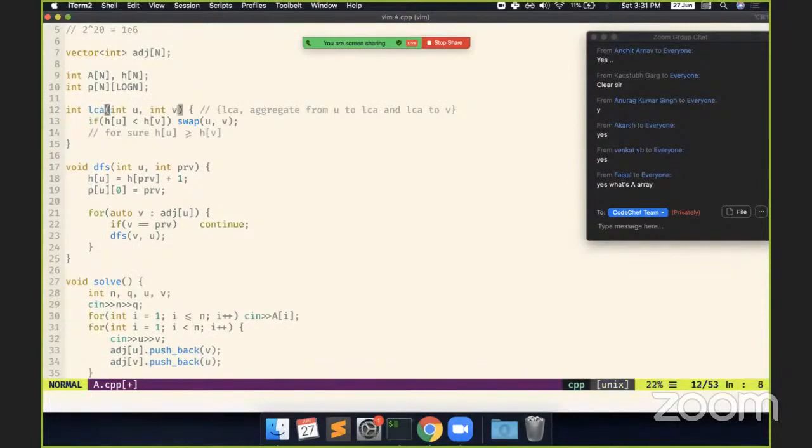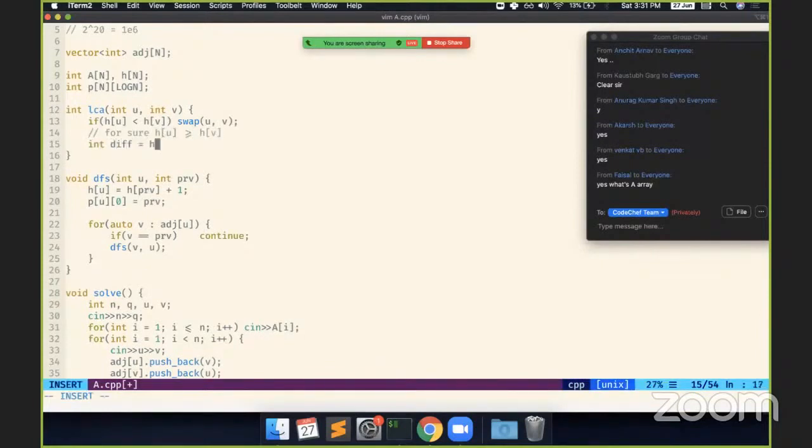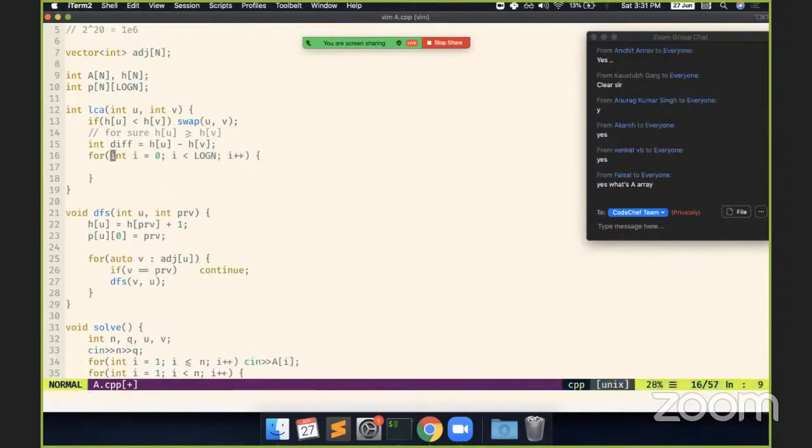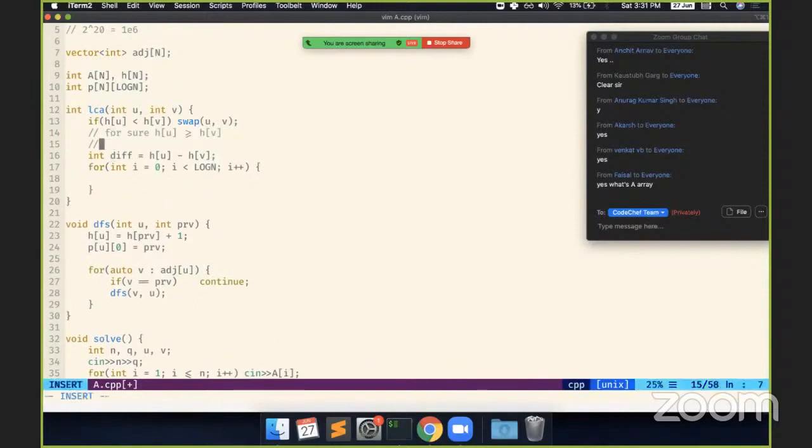Okay. Now you're trying to find the LCA of U and V. So I say, first swap them and make sure that U is the lower guy, the deeper guy. And the difference is basically HU minus HV. Now, what we do is, once we have the difference, step one, kill the difference. So we have this difference in diff.